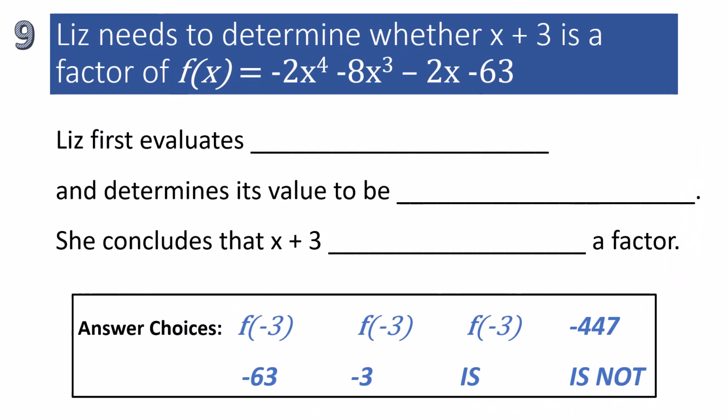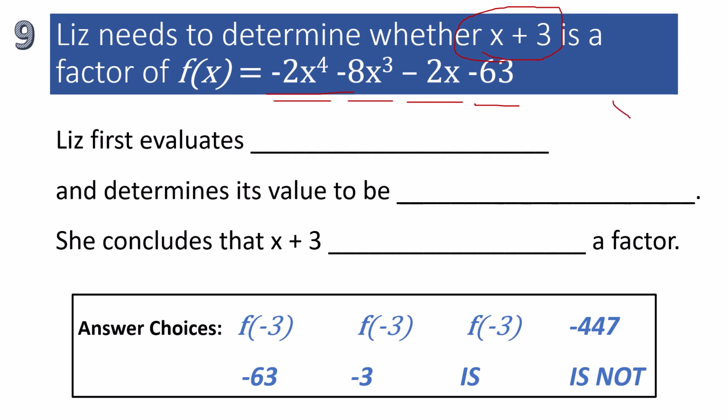All right, another word problem. Now we know, so let's just slow down and read it and evaluate and put in those words, translate that into math, and put in our answers. So Liz needs to determine whether x plus 3 is a factor of the function f of x equals negative 2x to the fourth minus 8x to the third minus 2x minus 63.